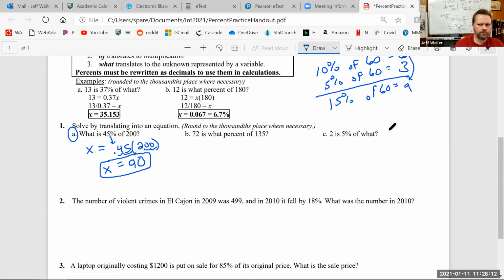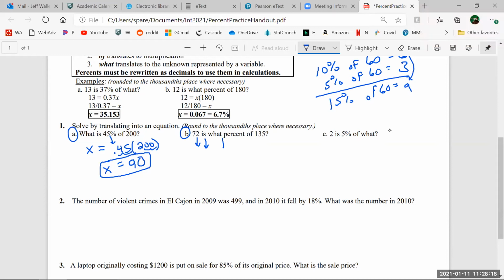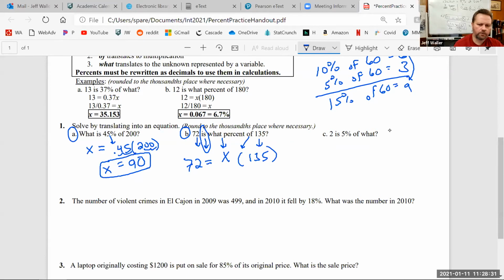How do you do part B? How does that translate? So it'd be 72 equals what being the variable, so x, and then multiplied in parentheses by 135. Kick ass. And then, of course, to solve for x, I just have to divide by 135.